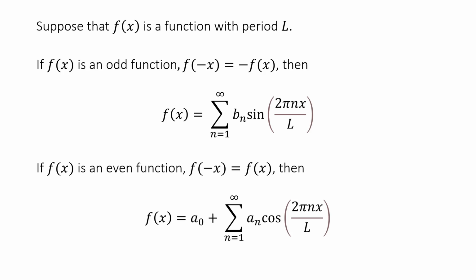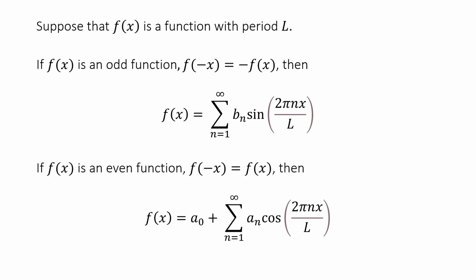If f is an odd function, that is, f of negative x equals negative f of x, then the Fourier series of f has a special form. The Fourier series can be written as f of x equals the infinite sum starting at n equals 1 going up to infinity of bn times the sine of 2 pi n x over L. That is, the Fourier series of a periodic odd function is a pure Fourier sine series. There are no cosine modes.